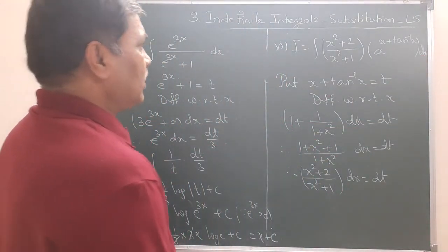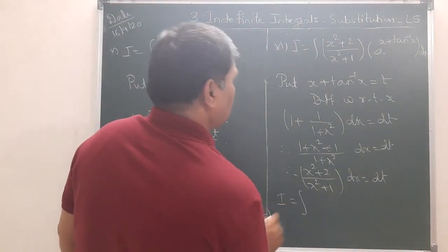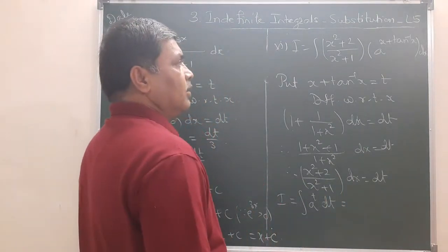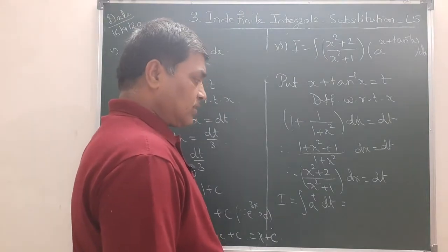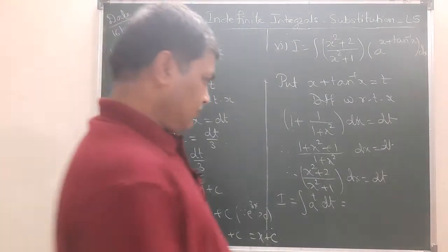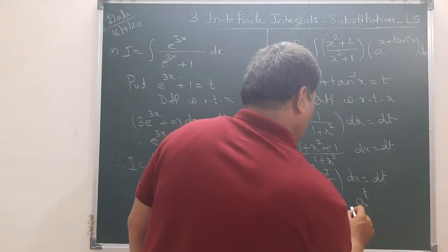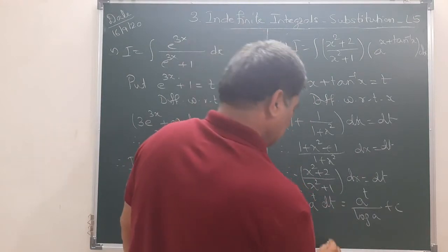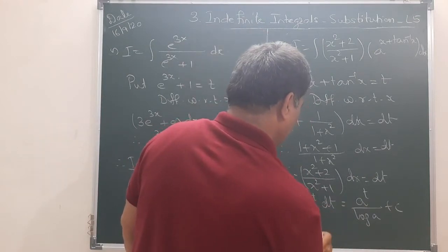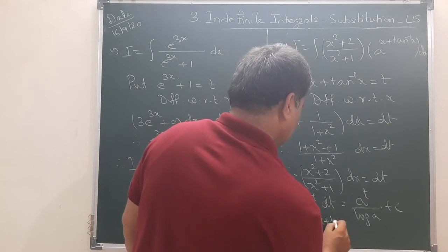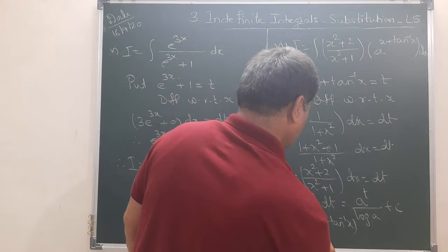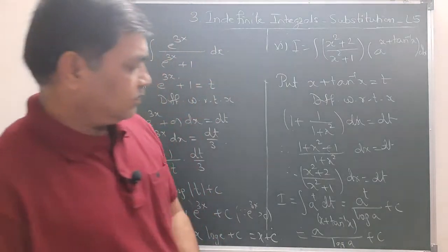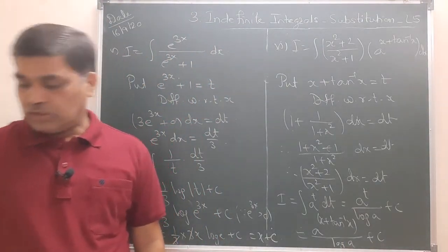So with this substitution, your I will be the integral of a raised to t dt. And then what is the integral of a raised to x? A raised to x upon log a. So a raised to t upon log a plus c, and what is t again? So t is x plus tan inverse x, so the answer is a to the power x plus tan inverse x upon log a, plus c, where a must be positive.